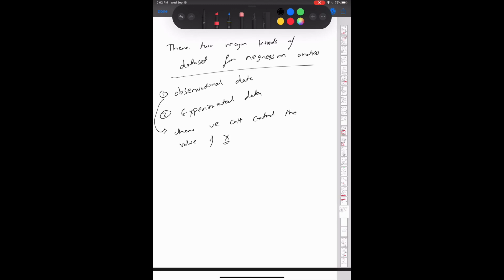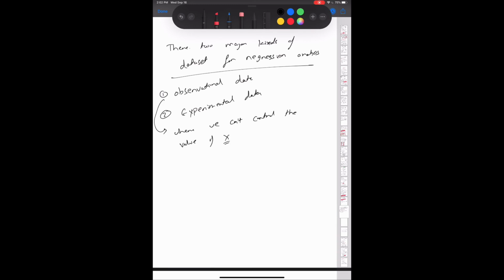Observational data is data that already exists and was collected without you controlling the value of x. For example, let x be the age of cancer patients at the University of Florida hospital, right? You don't control that. It's the process in nature that decides what x are, and you just take them.